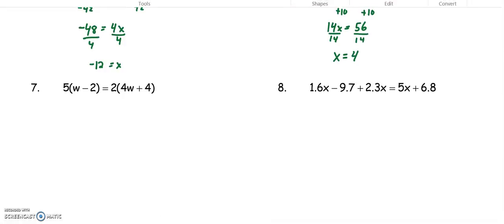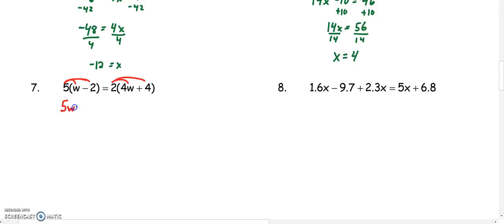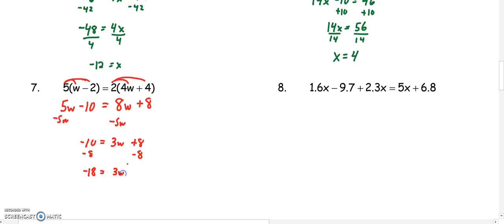Number 7, there's a double set of parentheses. So before I do anything, I have to distribute twice, one in each set of parentheses. So I get 5w minus 10 equals 8w plus 8. So my first step is to subtract 5w because it's the smaller variable. Negative 10 equals 3w plus 8. Then we're going to subtract 8 from both sides. Negative 18 equals 3w. And divide both sides by 3. So w is equal to negative 6.